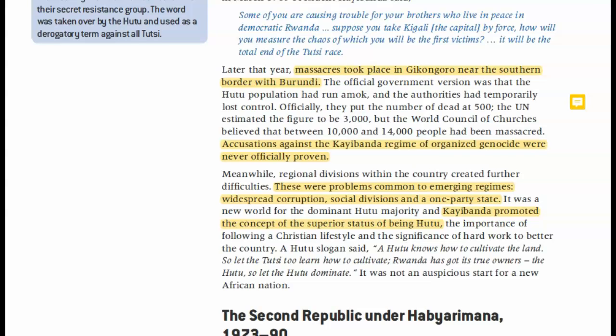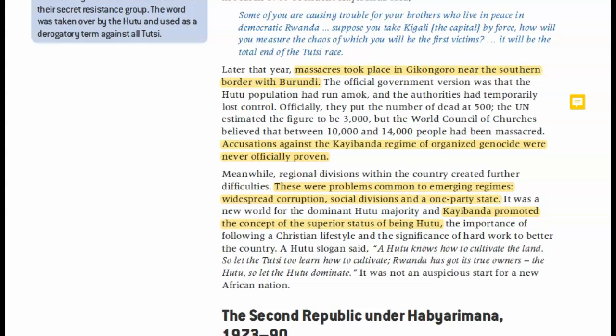There were problems common in the emerging regimes. That is typical in really any regime, any country that's trying to grow: widespread corruption, social division, and then a one-party state. These are problems that are going to be happening. This is what's happening in Rwanda, and this is going to, again, kind of set that foundation for a genocide. The leader of the country, Kabiyabanda, is going to promote the concept of a superior status of the Hutu. He's also going to talk about the importance of following a Christian lifestyle and the significance of hard work to better the country.